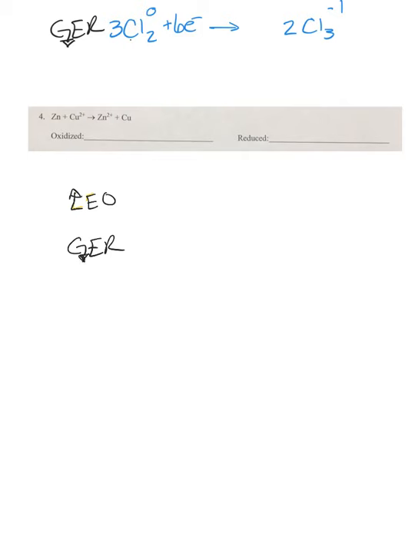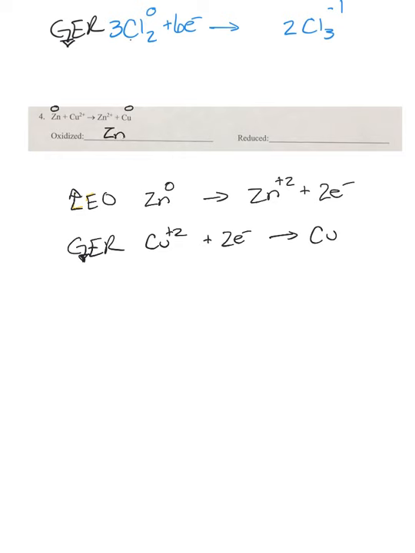Okay, oxidation numbers. Zinc is 0, +2, +2, 0. LEO is zinc 0 going to zinc +2, plus 2 electrons. Copper +2, plus 2 electrons going to copper 0. What's being oxidized? The zinc with the 0 charge. What's being reduced? The copper with the +2 charge.